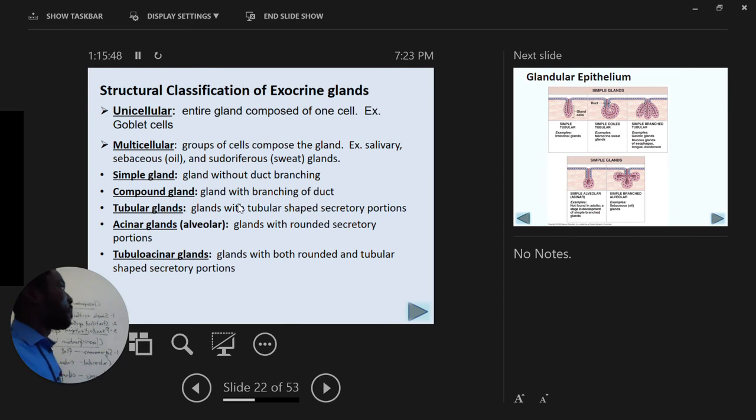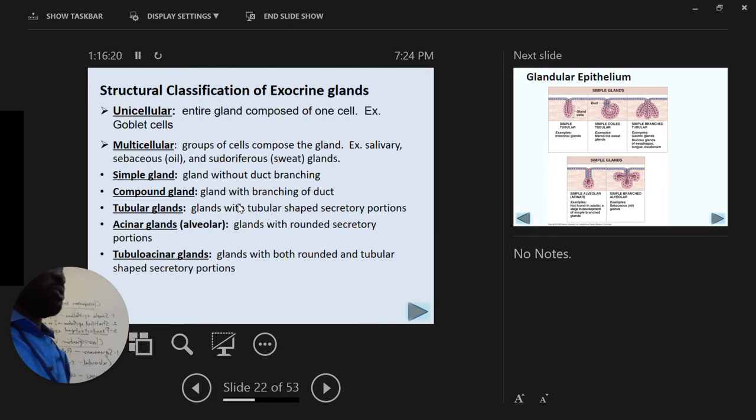So thank you. Now, structural classification of exocrine gland. Exocrine glands can be unicellular, meaning that they just have one type of cell. Now we are just looking at the type of cell. If they have just one type of cell, then they are unicellular exocrine glands. Those are globular cells. Then they can be multicellular, meaning that they have more than one type of cell that make them up. E.g., you have the salivary gland, the sebaceous gland, the pseudoferous gland.